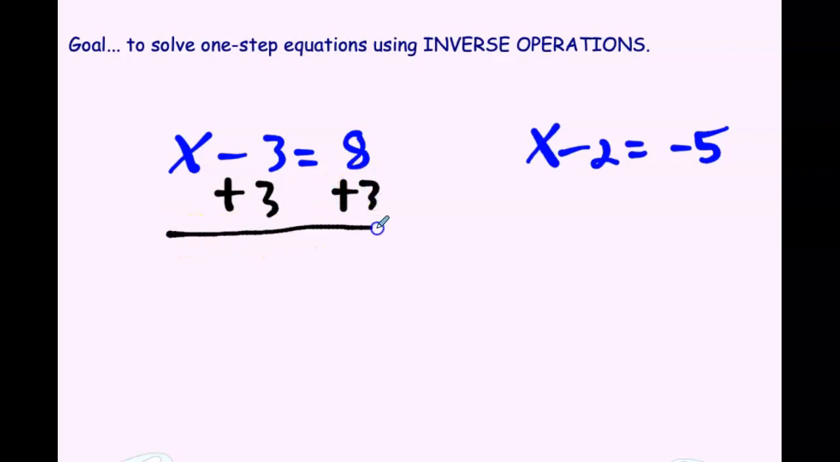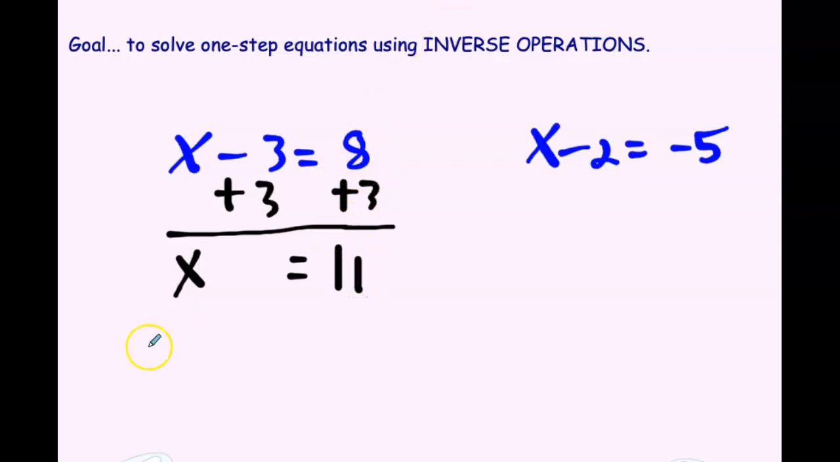This is going to be x. Negative 3 and positive 3, you subtract them when you combine them, and it's 3 and 3, so it's 0. Then you put the equal sign here, and 8 plus 3 gives you 11.